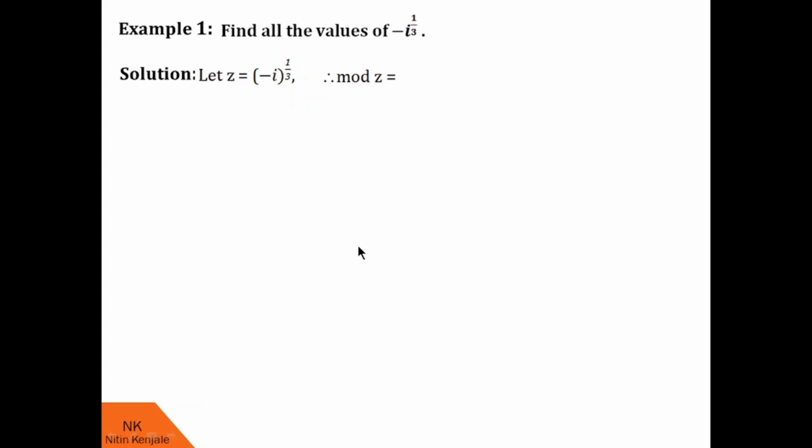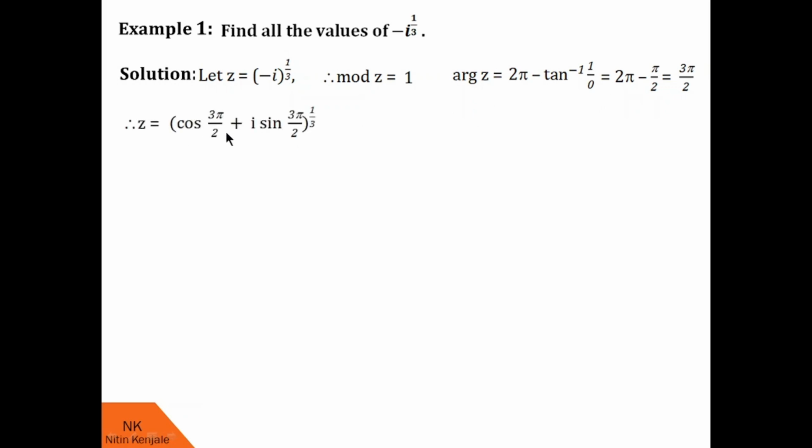Modulus of z, that is modulus of minus i, will be 1. And since minus i lies in the 4th quadrant, its argument can be given by 2 pi minus tan inverse of 1 by 0, which is 2 pi minus pi by 2, that is 3 pi by 2. Therefore, the polar form of z equal to minus i is cos of 3 pi by 2 plus i sin 3 pi by 2. So (minus i) raised to 1 by 3 is (cos 3 pi by 2 plus i sin 3 pi by 2) whole raised to 1 by 3. Here we complete the first step.